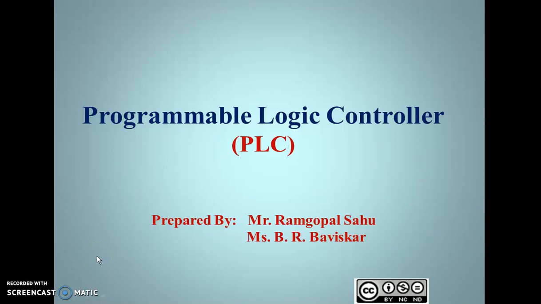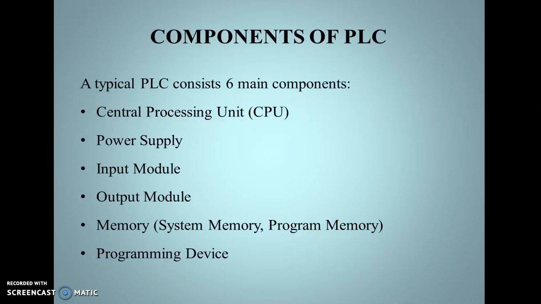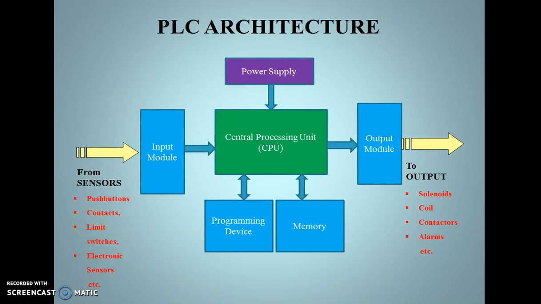Hello friends, in this session we'll try to understand some basic concepts of programmable logic controller, which is generally known as PLC. So PLC contains mainly six components, which are central processing unit, power supply, input module, output module, memory, which is used to store system memory and program memory, and programming devices. Let's try to understand PLC architecture.